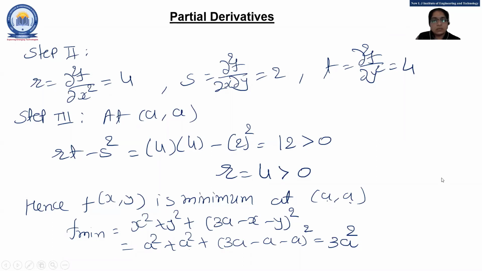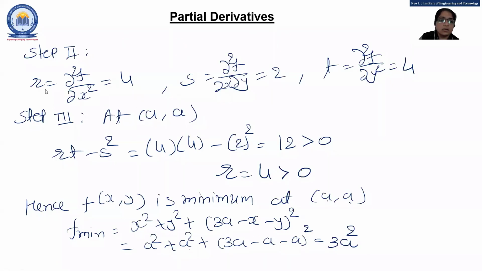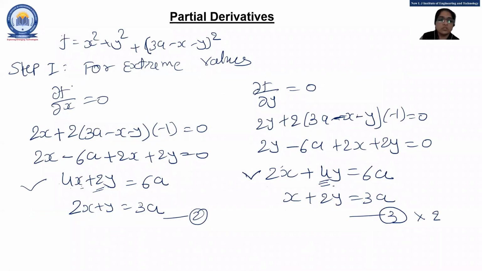Which equation? Yash Panchal, what is your doubt? Which equation do we differentiate for R, S and T? See, R is del square f by del x square. So what is your f? See, what is your del f by del x? This is your del f. This one is your del f by del x. This one is also your del f by del x, and this one is also, and this one is also.